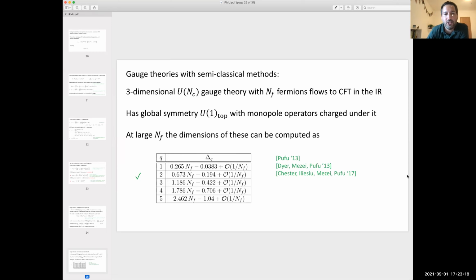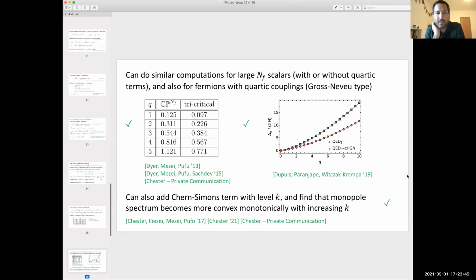So you see here the charge and the dimension. And you can just look at the first terms on the left, that's the large N_F contribution, and you can see that the numbers are convex. So if you take the dimension of charge 1 plus charge 2, you find something that's less than the dimension of charge 3. Or if you like, if you take twice the dimension of charge 2, you find something that's less than the dimension of charge 4. So this is a convex spectrum again, consistent with our conjecture. So next slide. Thanks. So one can do similar computations now, instead of fermions taking scalars.